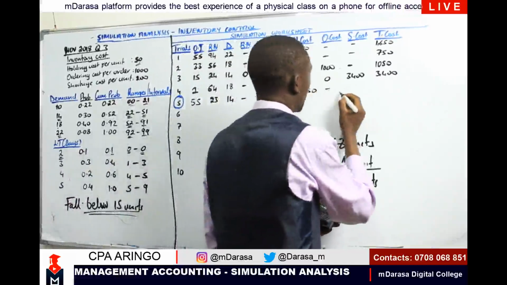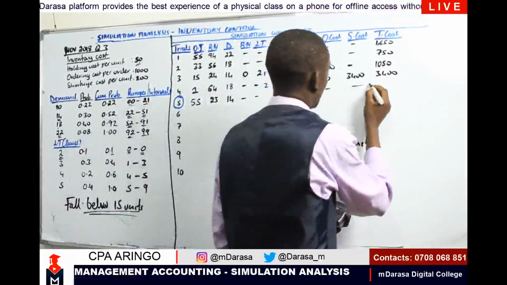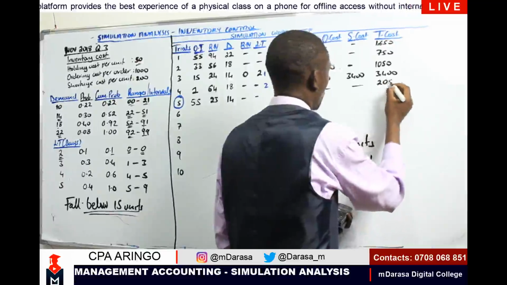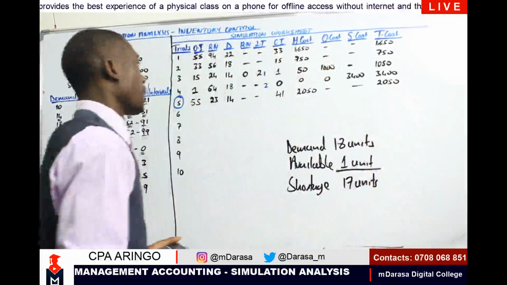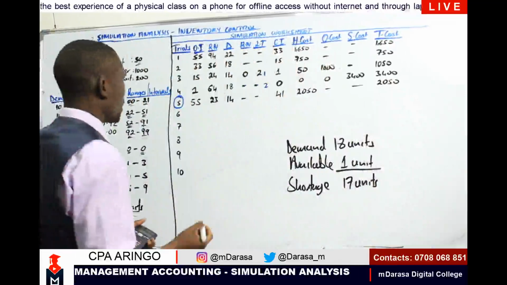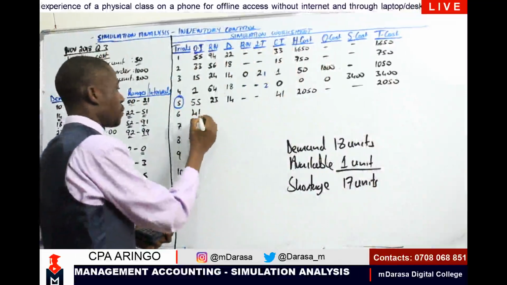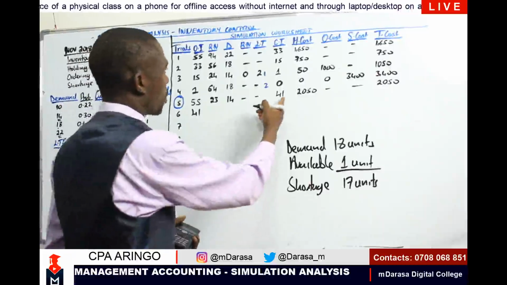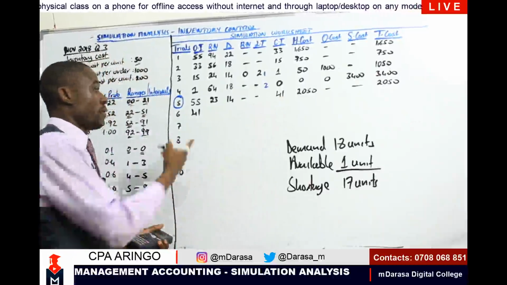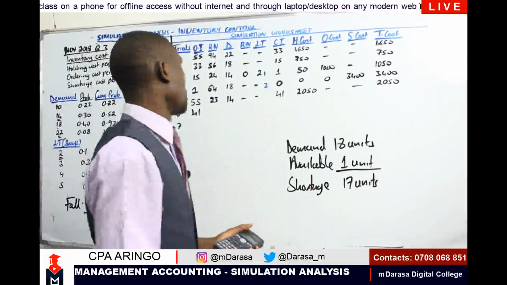I don't have ordering cost. I don't have shortage cost. I'm having 2,050. So considering the next day, day 6, I'm having 41 units being our closing inventory. For day 5 will be our opening inventory in day 6.